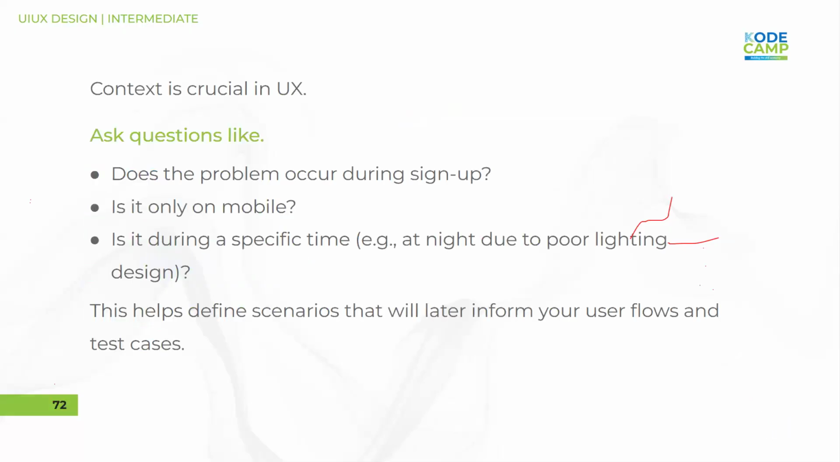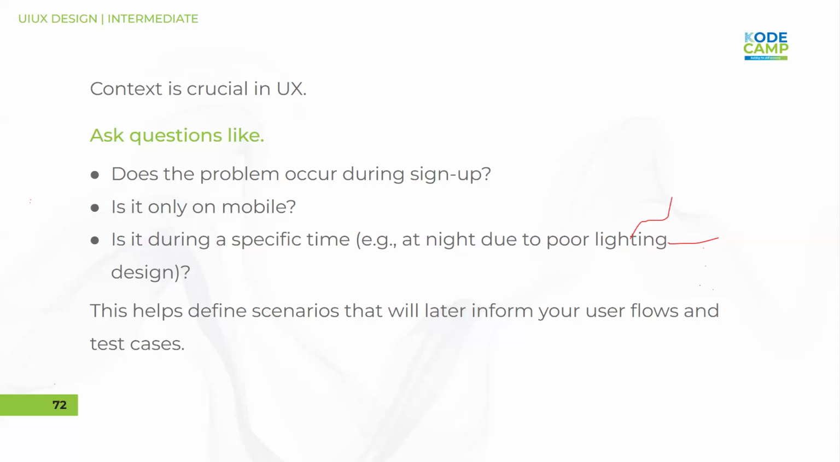So this is where context is crucial. Context is crucial in UX. So ask questions like, does the problem occur during sign up, or is it only on mobile? And questions like, is it during a specific time? That could be maybe during the night due to poor lighting design. This scenario is going to help you in your user flow and in your test cases. Problems often hide in specific moments, which is why you need context.